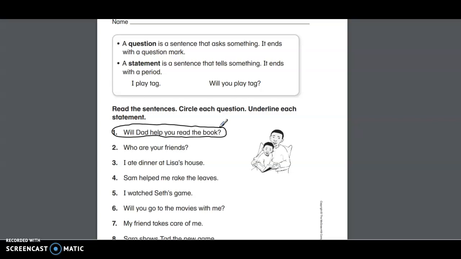Number 2. Who are your... but you're not answering the question. You're deciding, is it a question or is it a statement? It's a question, all right? What helps you know it's a question? What word, Elize? Who. So we should circle it.